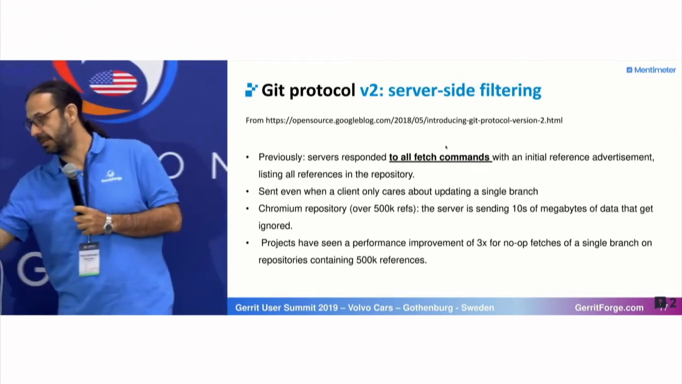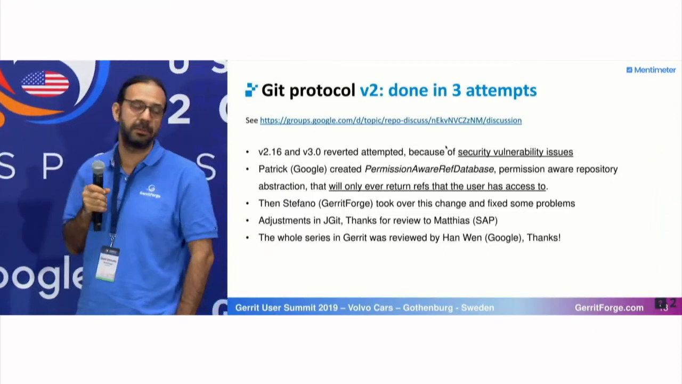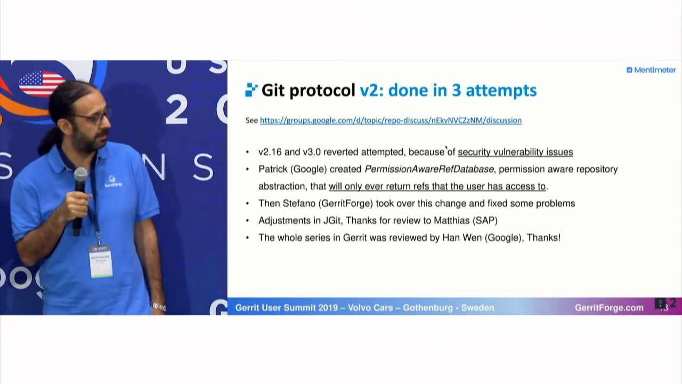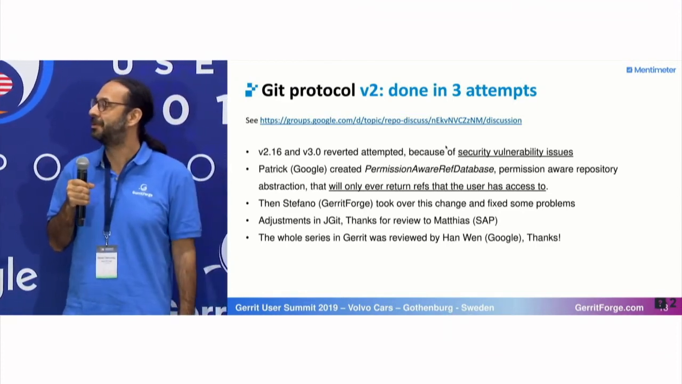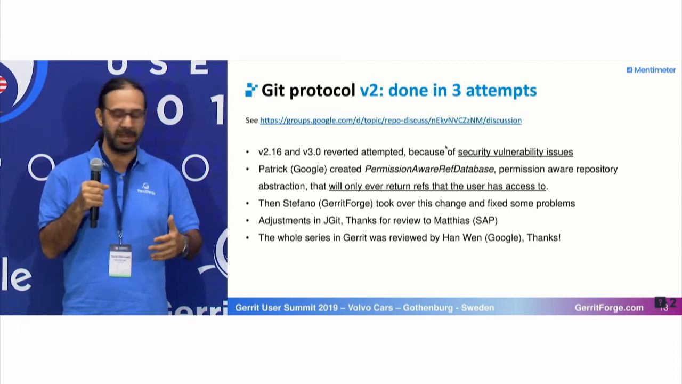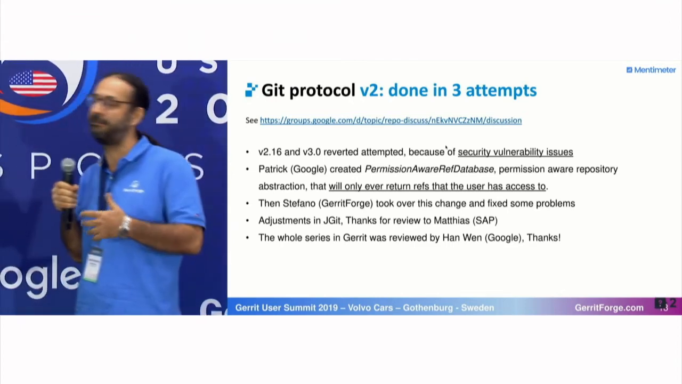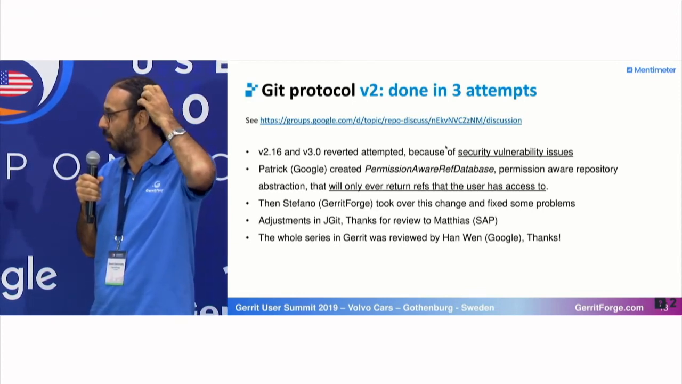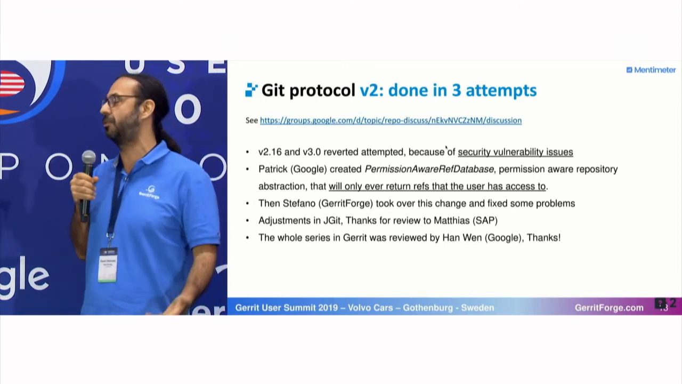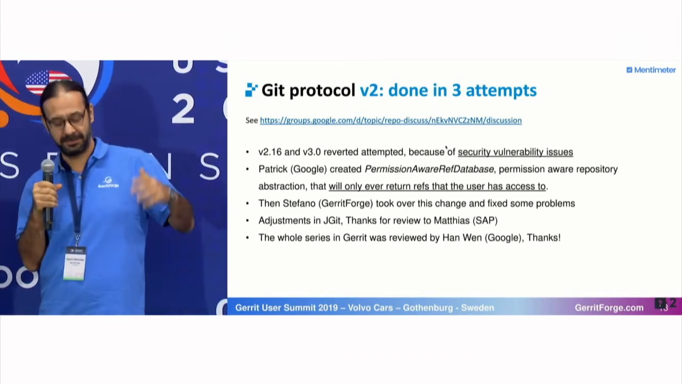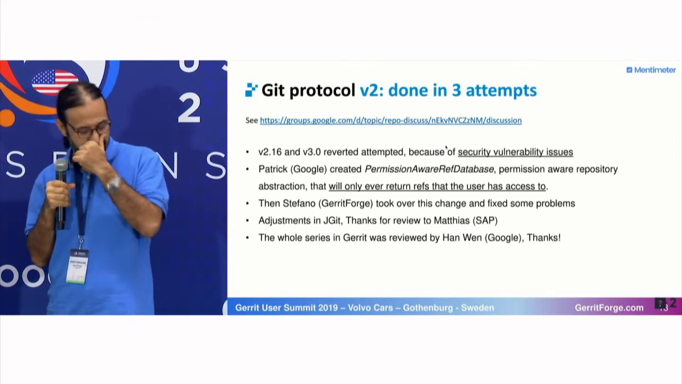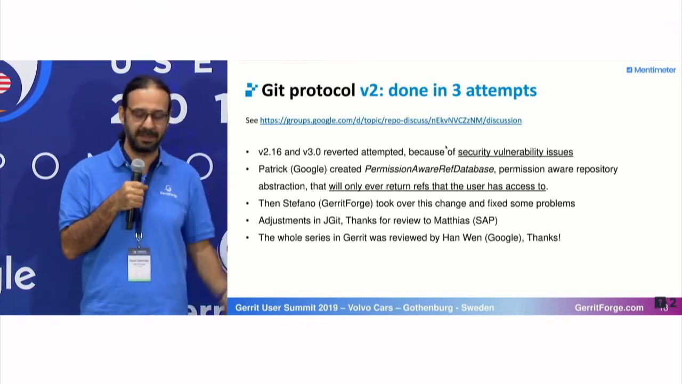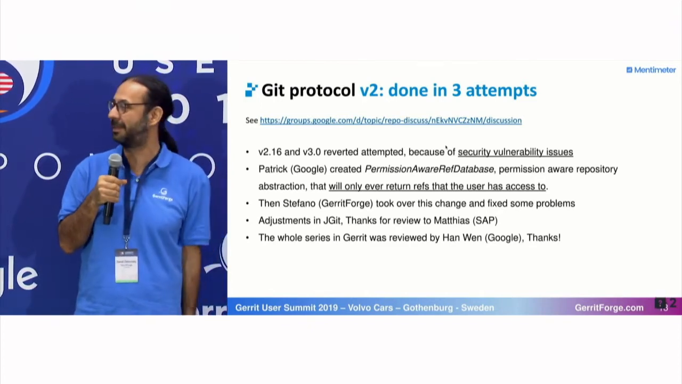And we tried to activate it in the Palo Alto hackathon last year. It kind of worked, but some security vulnerability suddenly showed up. No wonder, because it was an invasive change to how the advertisement and ref filtering works. And we reverted it once, fixed the security vulnerability, and even committed it again in 3.0. Just don't wonder if you see in some announcement that Gerrit 3.0 supports protocol v2.